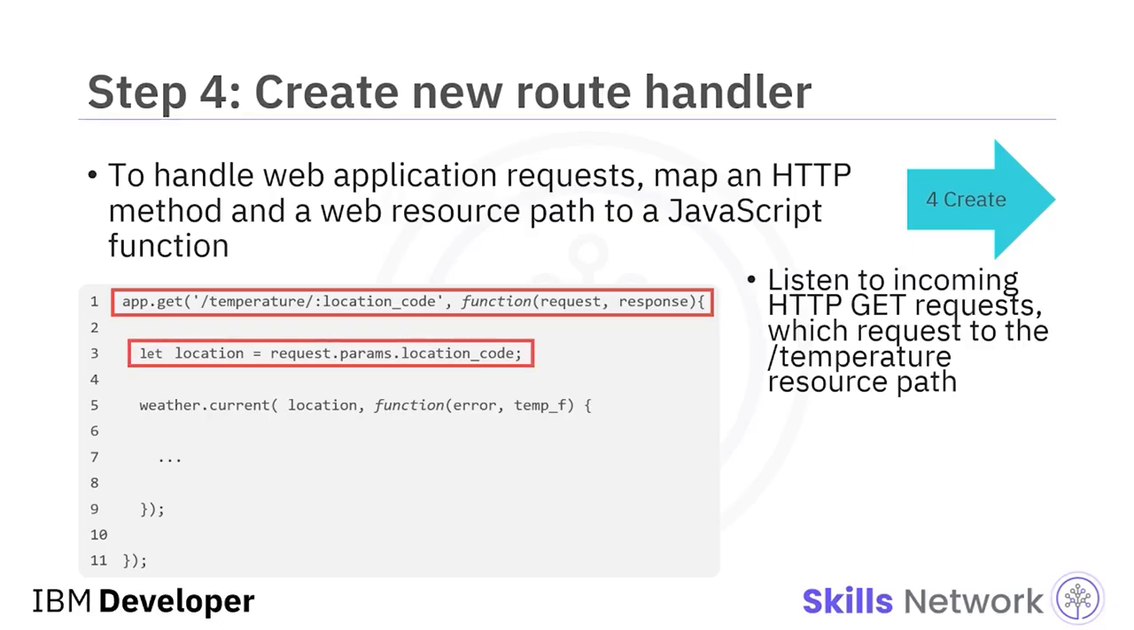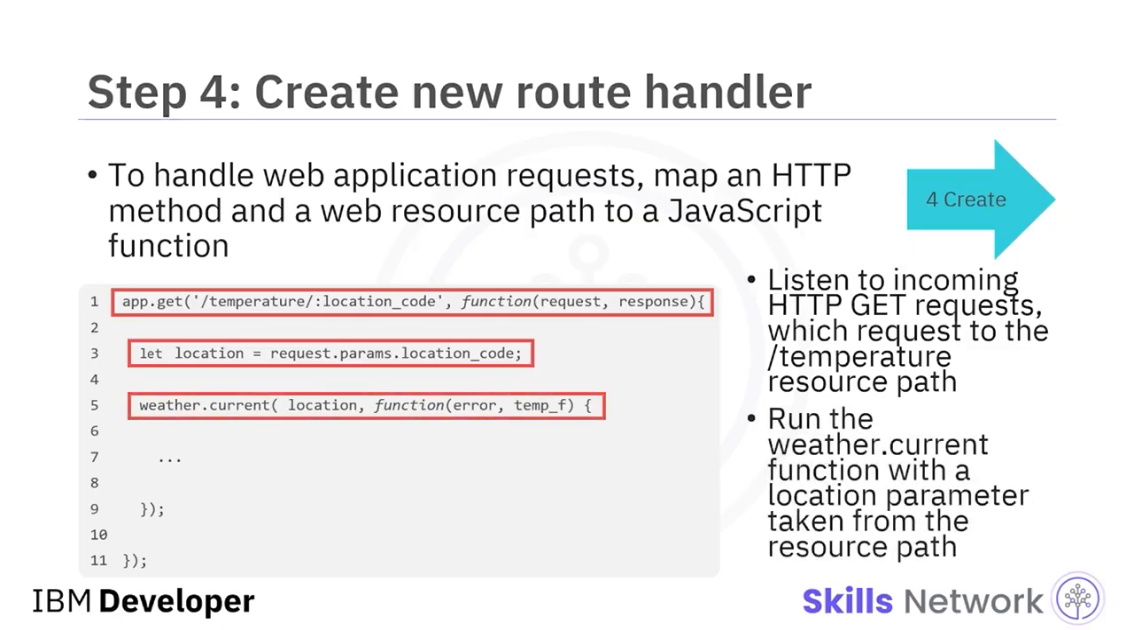You are also saving the value after the temperature resource path in a variable named location_code. You can access the variable in the path by using request.params.location_code and store the value in a variable named location. When you run the weather.current function, you pass the parameter location, which is taken from the resource path.